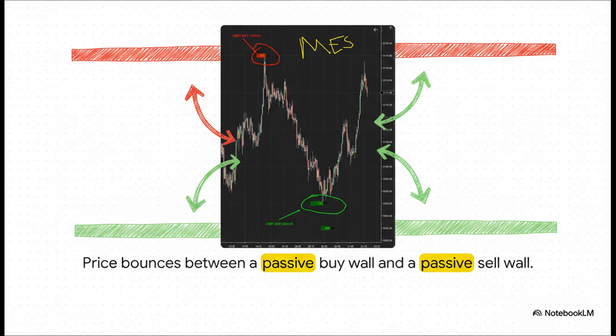And check this out. Here's a perfect picture of that idea on an NQ chart. You can literally see the price getting trapped. Down at the bottom, a big passive buy order acts as a floor. And up at the top, a big passive sell order is acting as a ceiling. The price is just bouncing between these two invisible walls of orders.